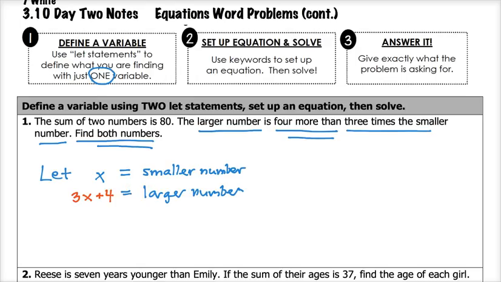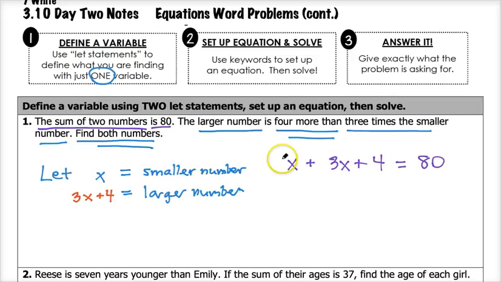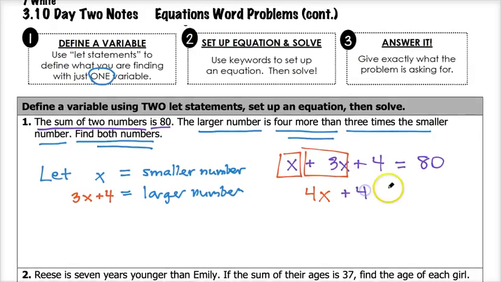Now that I have those two let statements, I can write my equation, and my equation is going to be pretty simple. It's going to come from just the first sentence here. The first sentence says the sum of the two numbers. Well, sum means add, and my two numbers right now are x and 3x plus 4. So I'm going to add x plus 3x plus 4, and it says the sum is 80, so that means this equals 80. So now I just solve this equation by combining my like terms. I have an x and a 3x that I can combine to get a 4x. So this is 4x plus 4 equals 80.